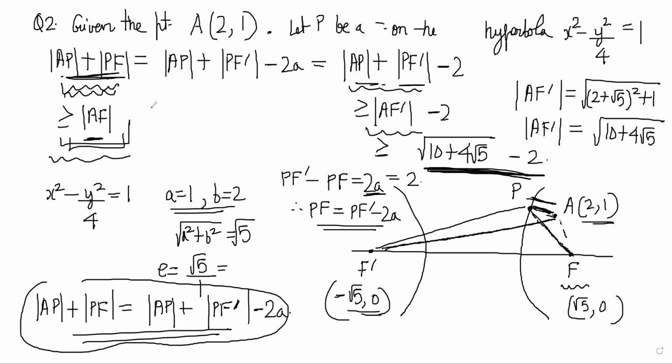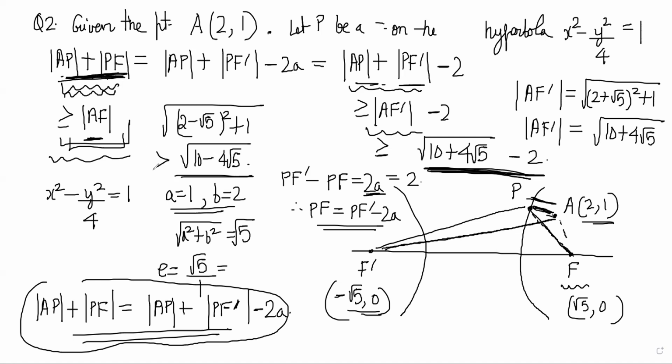If I had done direct triangle inequality, I would have gotten greater than or equal to AF, which would be root over (2 minus root 5) whole square plus 1, which is 4 plus 5, 9 minus 4 root 5, so 10 minus 4 root 5. This is 10 minus 4 root 5, right? So ultimately, you are getting this is greater than this or greater than this. Now, which one you choose? You should choose the bigger value because that is a stricter inequality. And I think this value is bigger, right?